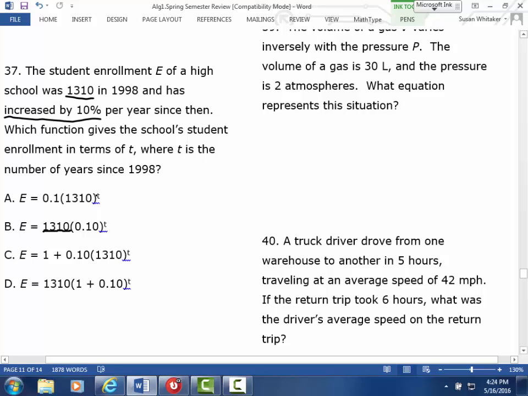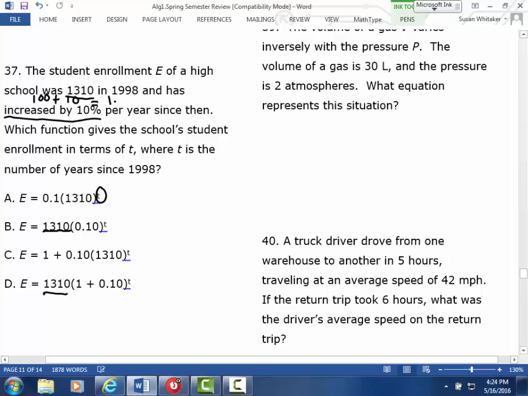It looks like we may be here because I put the 1310, but because of the to the T power, that's not where we started. If we started with it, it wouldn't change. Okay, so 1310 by itself. Okay, and then increase by 10%. So we still have 100% of the amount, and then we're adding 10% to it.